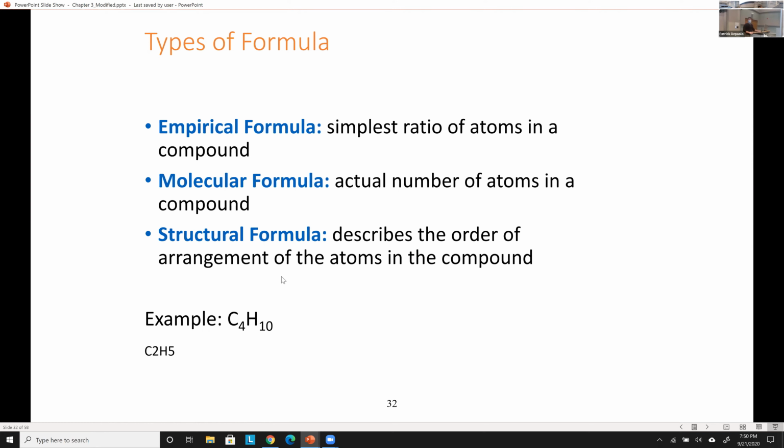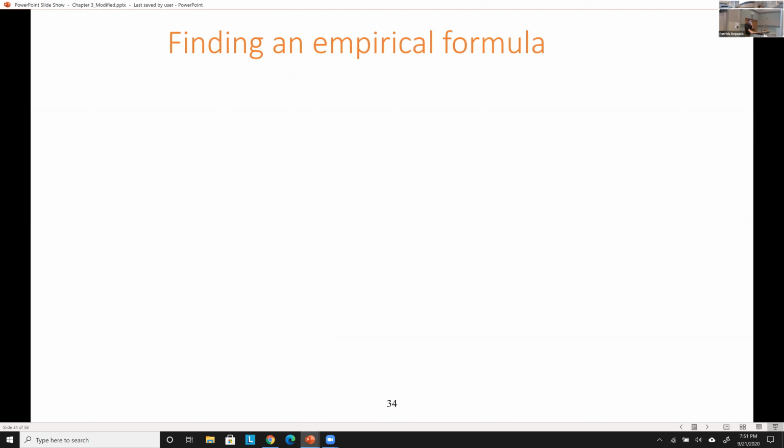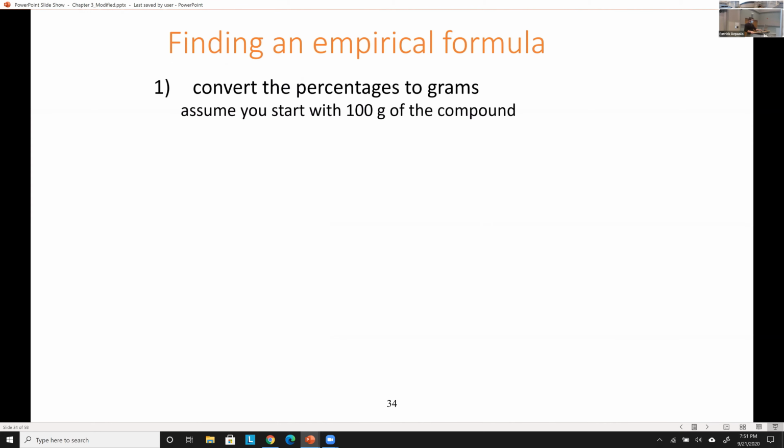And then you have the structural formula. Not too important right now. It's just the order of arrangement of the compound. So yeah, we know the empirical formula, the simplest whole number ratio. And the main skill we're going to learn is how to calculate and determine the empirical formula from a question. So finding the formula, there's 4 steps.